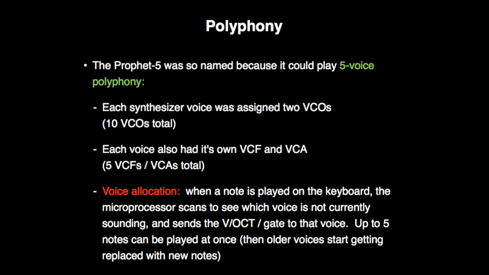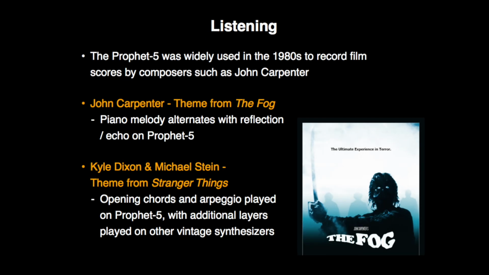And then whatever note was being held on voice number 1 would be replaced with the new 6th note. So the Prophet 5 was one of these synthesizers that's really historically significant, both for introducing polyphony, but also for its use in certain pieces in popular media.